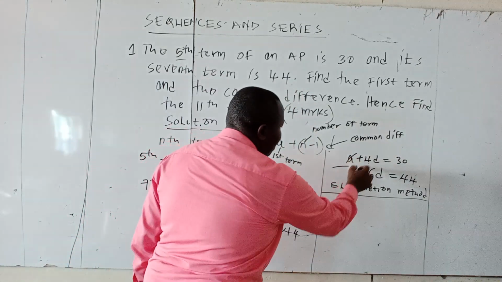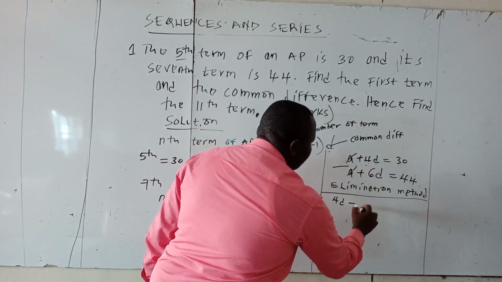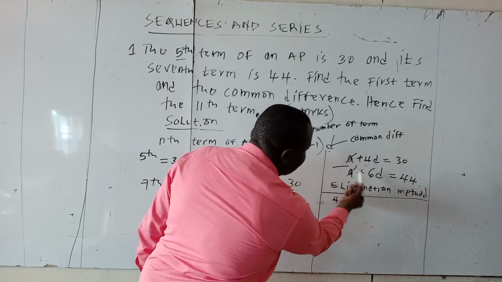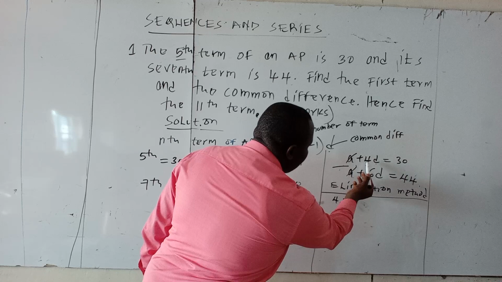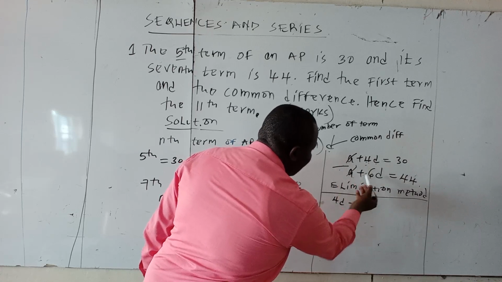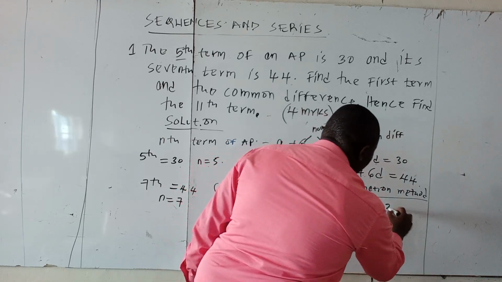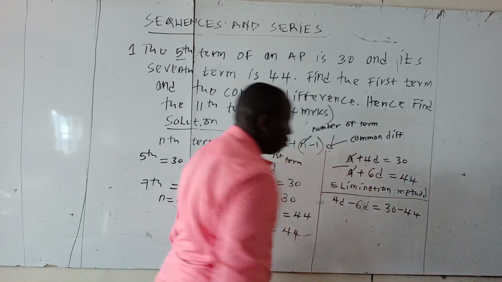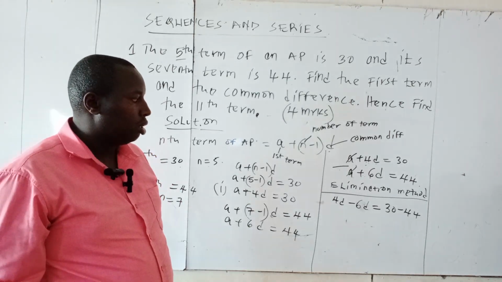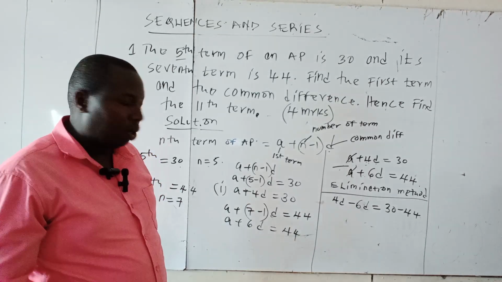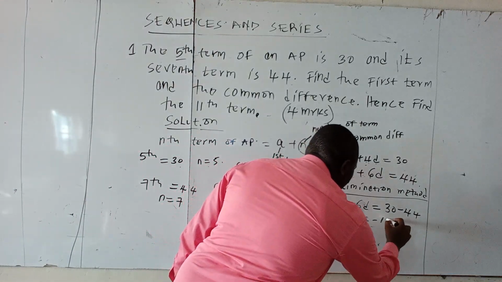So a minus a, subtract. Then you come to 4d minus 6d, there's a minus and a plus, so it becomes a minus. So 4d minus 6d is equal to that minus 44. So therefore, what is your d? You get minus 2d is equal to minus 14.